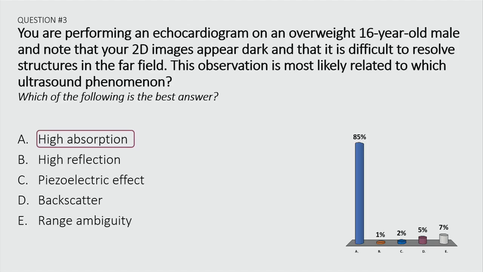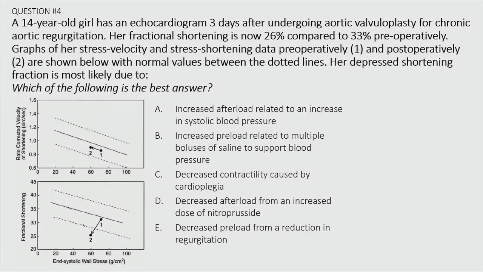Next question, please. All right, this one's a little tougher. A 14-year-old girl has an echocardiogram 3 days after undergoing aortic valvuloplasty for chronic aortic regurgitation. Her fractional shortening is now 26% compared to 33% preoperatively. Graphs of her stress velocity and stress shortening data preoperatively and postoperatively are shown below with normal values between the dotted lines.